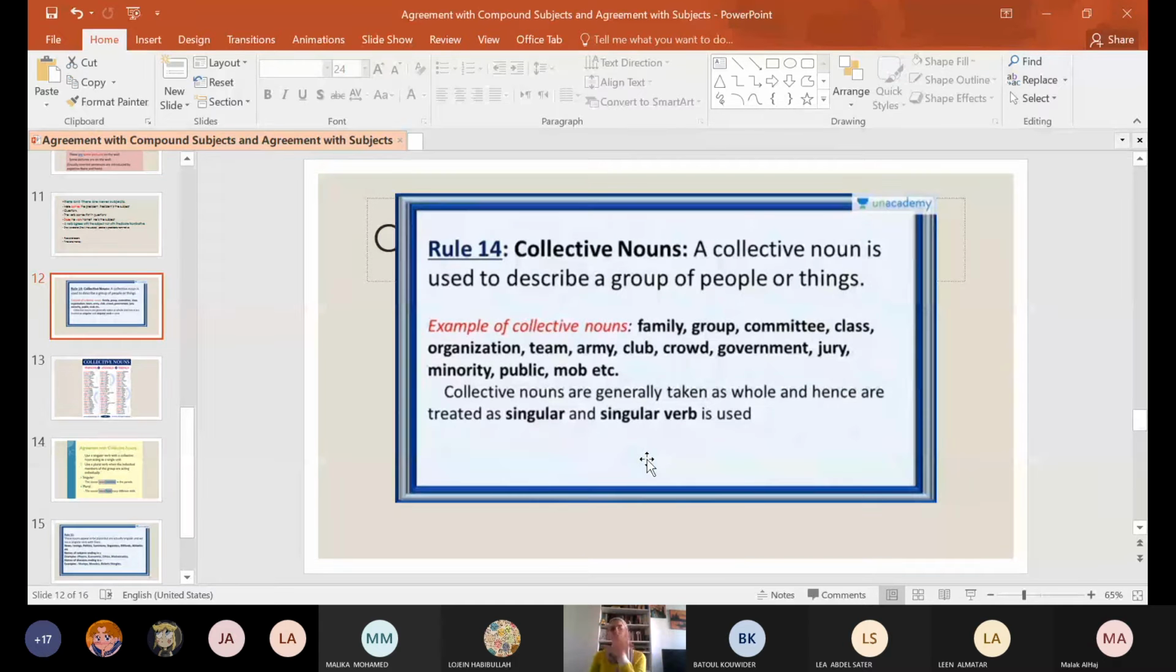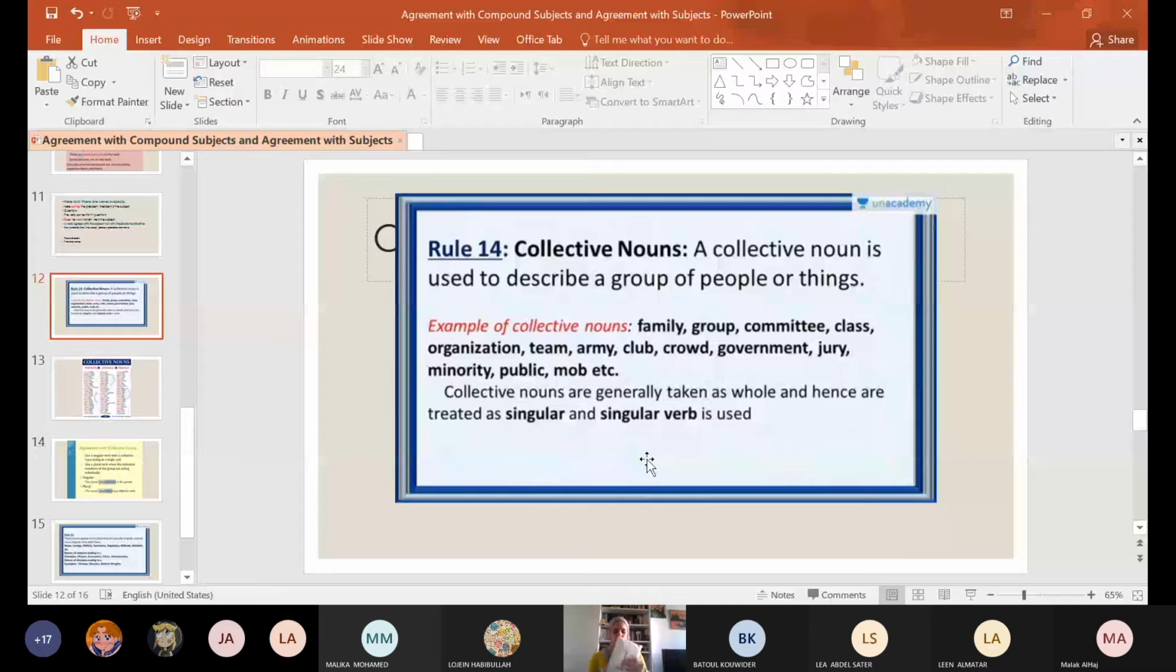But what if half of you were in the science lab and half of you were in the computer lab? I would say the class are in the science lab and in the computer lab. Why do I use "are" here? Because now you are divided.